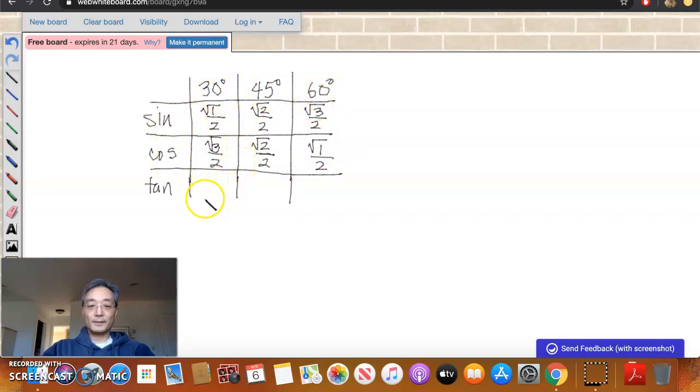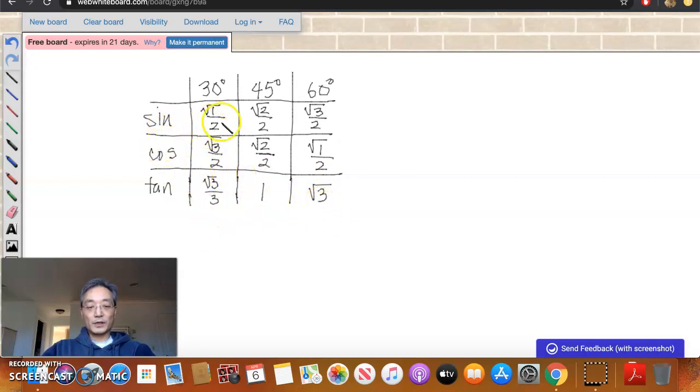Okay? Now tangent, if you remember, tangent was a little different, right? So tangent of 30 was radical 3 over 3. Okay, remember? We found that out in the previous video. And then the tangent of 45 was just 1. And then the tangent of 60 was just radical 3.